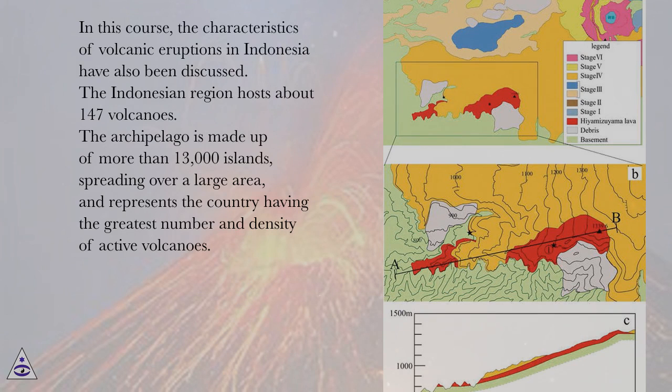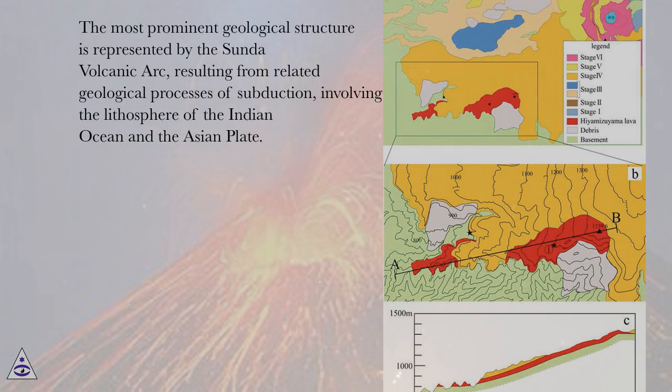In this course, the characteristics of volcanic eruptions in Indonesia have also been discussed. The Indonesian region hosts about 147 volcanoes. The archipelago is made up of more than 13,000 islands, spreading over a large area, and represents the country having the greatest number and density of active volcanoes. The most prominent geological structure is represented by the Sunda volcanic arc, resulting from related geological processes of subduction, involving the lithosphere of the Indian Ocean and the Asian Plate.